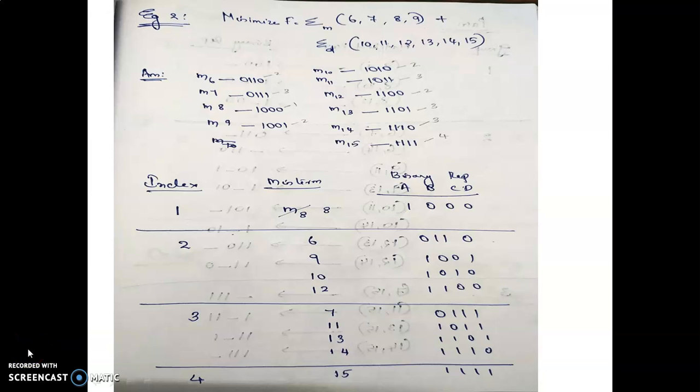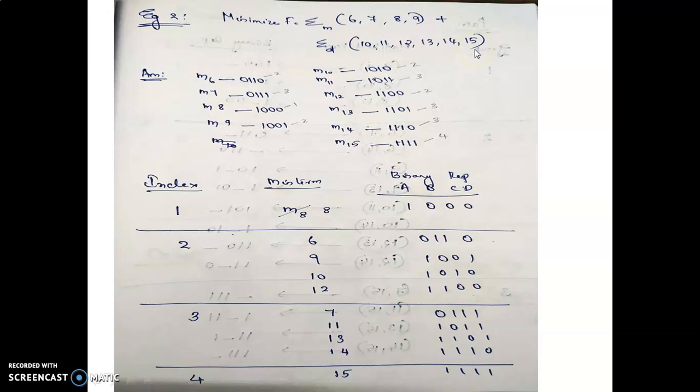Okay, in this, we will see how this tabular method, or Quine-McCluskey method, the other name for the Quine-McCluskey method is branching method. This method can be applied to minimize an expression which is in standard SOP, and we are also considering don't cares here. So the question is: minimize F = sigma m(6, 7, 8, 9) plus don't care (10, 11, 12, 13, 14 and 15).